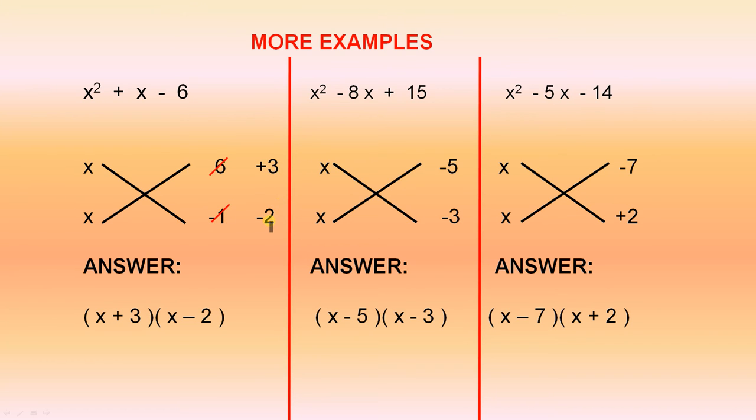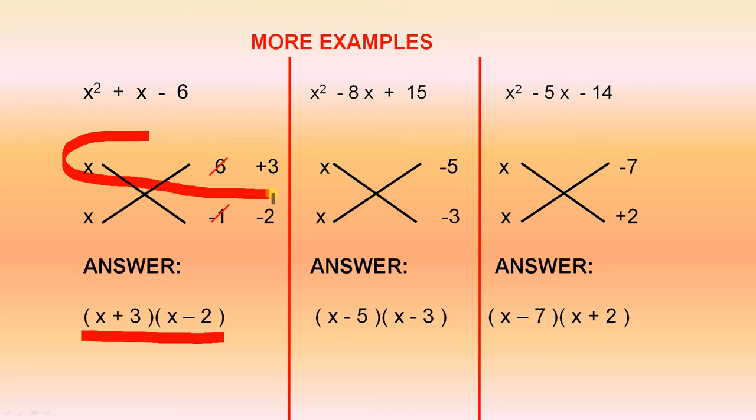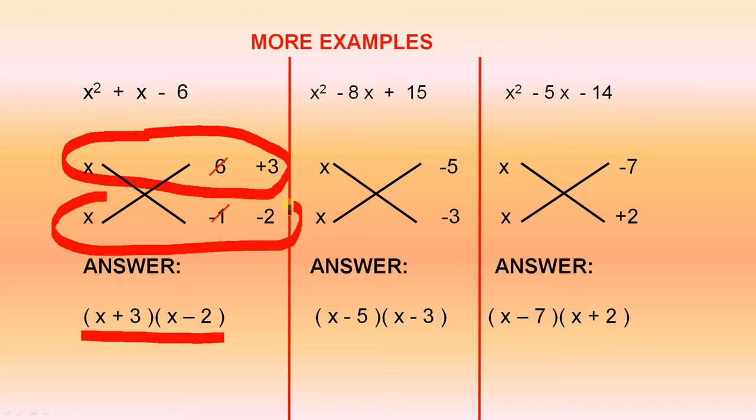Plus 3 times minus 2 gives us minus 6. So let's see if these two numbers are suitable. 3x minus 2x gives you 1x. We have generated the middle term, so those two numbers are suitable. And that's how we write the answer. We remember we go this way. X plus 3 times x minus 2. That's how we write the answer.